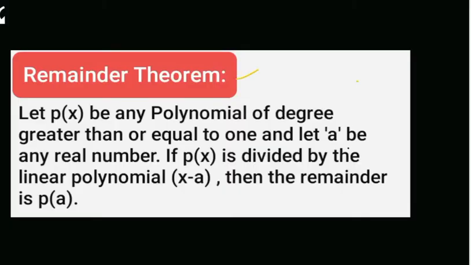Remainder theorem. Let p of x be any polynomial of degree greater than or equal to 1. That means p of x is some polynomial, degree must be greater than or equal to 1, and a be any real number if you take. And if p of x is divided by the polynomial x minus a, then the remainder is p of a.